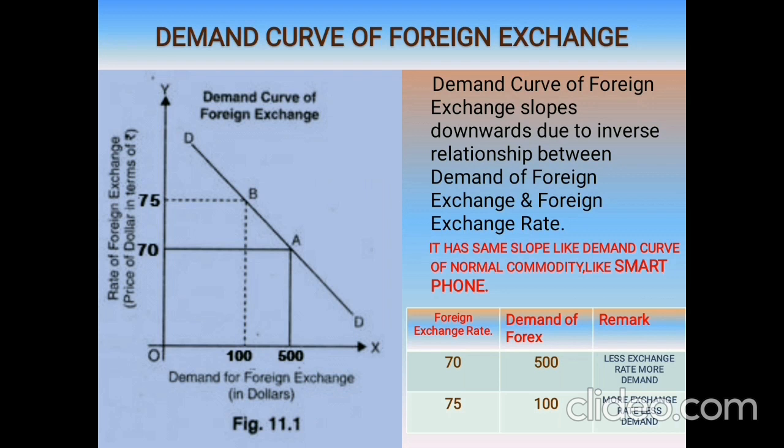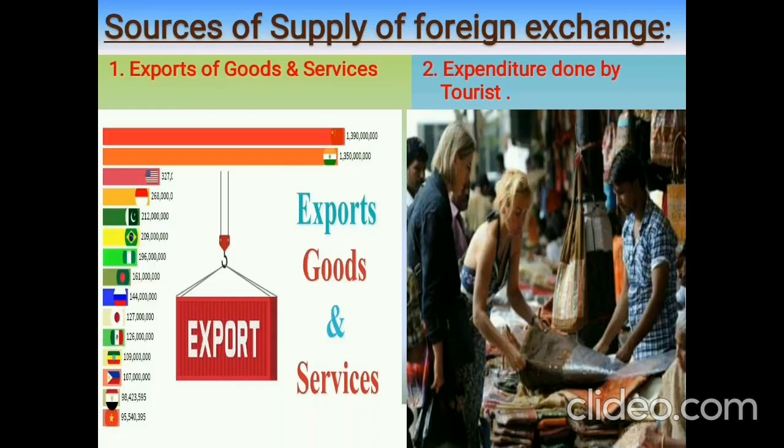As we're discussing the market forces which decide the foreign exchange rate, after completing demand for foreign exchange, we move to supply of foreign exchange, or the sources from which we supply foreign exchange in our country. The first is exports of goods and services. These sources are in the opposite direction of the sources of demand. In demand, we have to pay the import bill, so we demand foreign exchange.